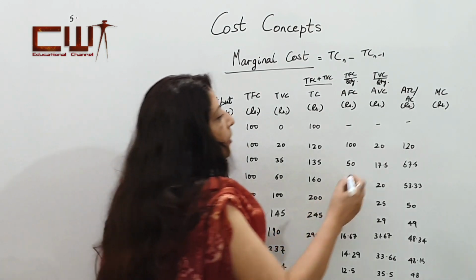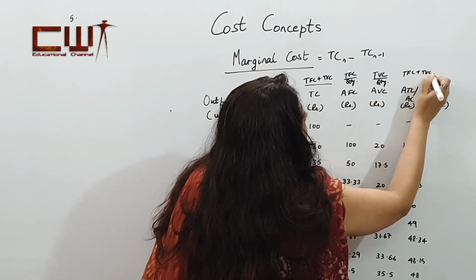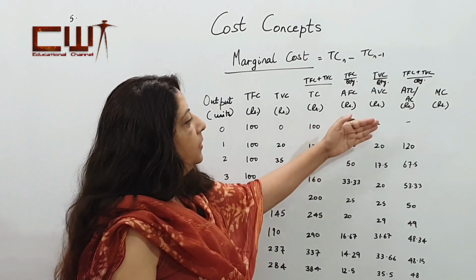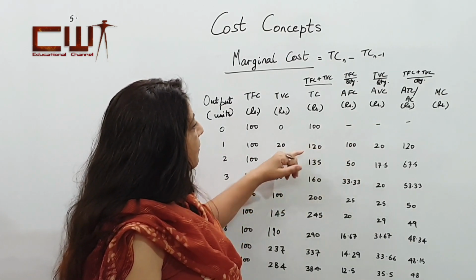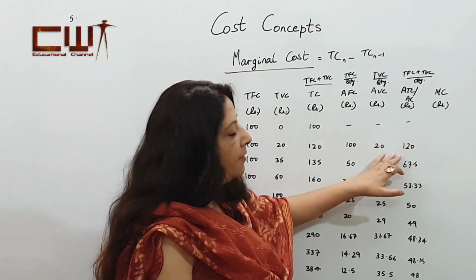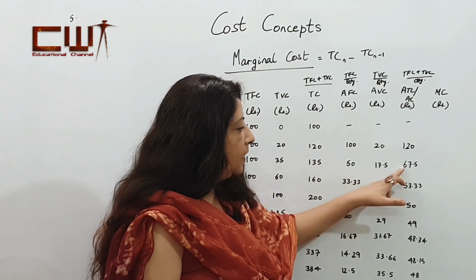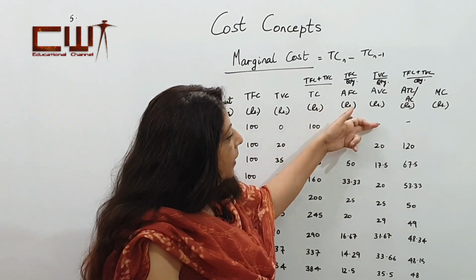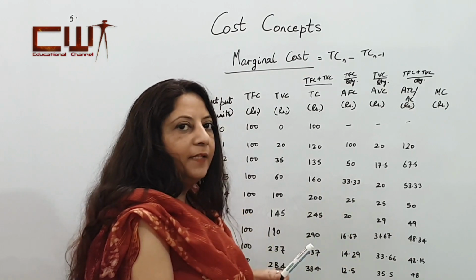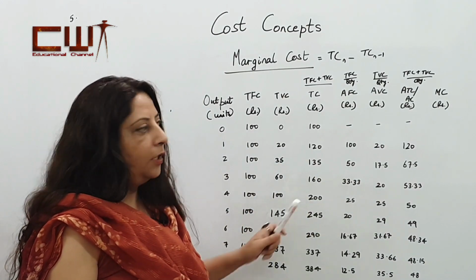Then we come to ATC, or the average cost, which is the total fixed cost plus total variable cost divided by the quantity, or simply the average fixed cost plus the average variable cost. So the average fixed cost plus the average variable cost gives us the average total cost. So in this case 100 plus 20 comes to 120, 50 plus 17.5 is 67.5, and so on. So this average cost is the total of average fixed cost plus average variable cost, or it can be total fixed cost plus total variable cost divided by the overall quantity.